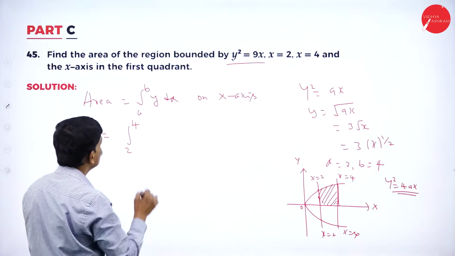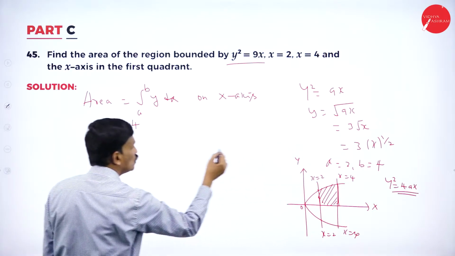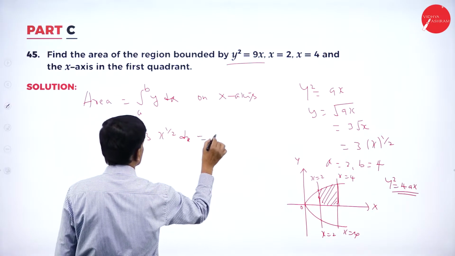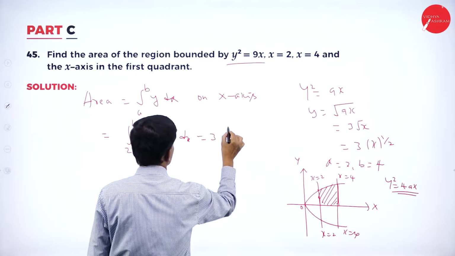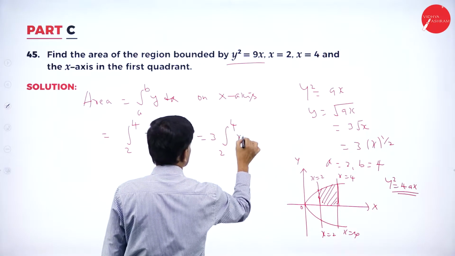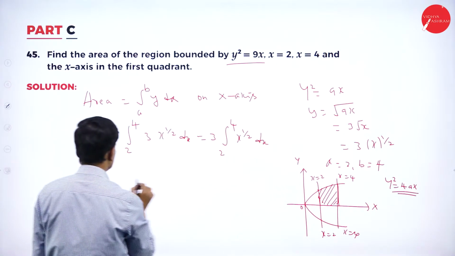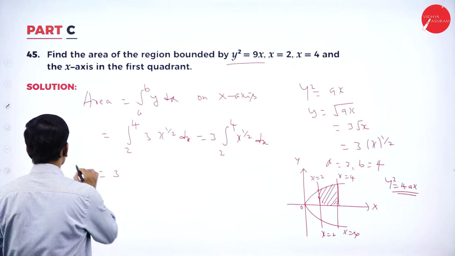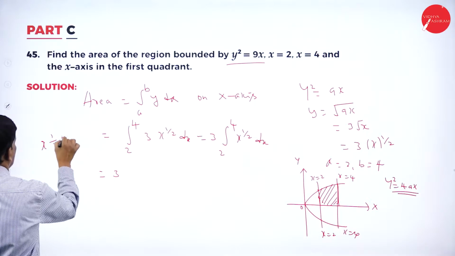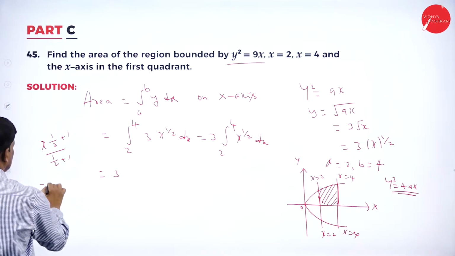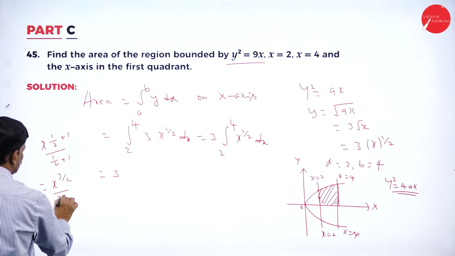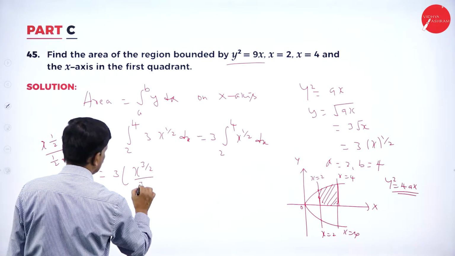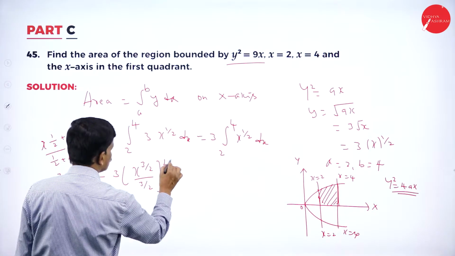Integral 2 to 4. Y, what is y? Y is equal to root 3x, that is nothing but 3 into x to the power of 1 by 2 dx. So you can take 3 constant out. Integral 2 to 4 x raised to half dx. Evaluate it. 3 into integration of x raised to half is x to the power of half plus 1 divided by half plus 1, that is x to the power of 3 by 2 by 3 by 2, between limits 2 to 4.